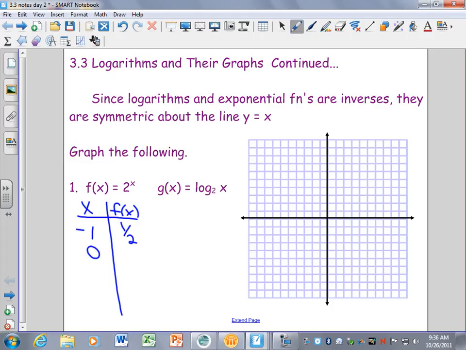If you pick 0, any number to the 0 power is always 1. So they all have that common y-intercept of 1, unless they were moved around with the translation. And if you pick 1, you get 2. If you pick 2, you get 4.